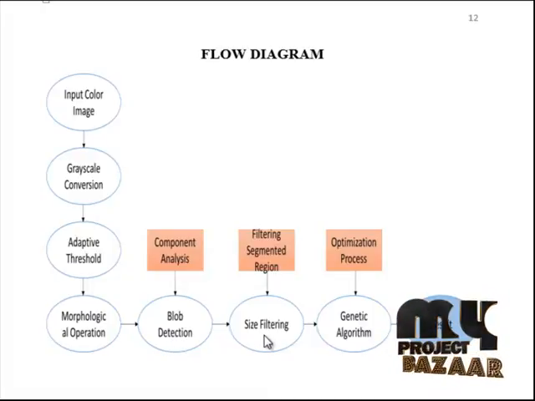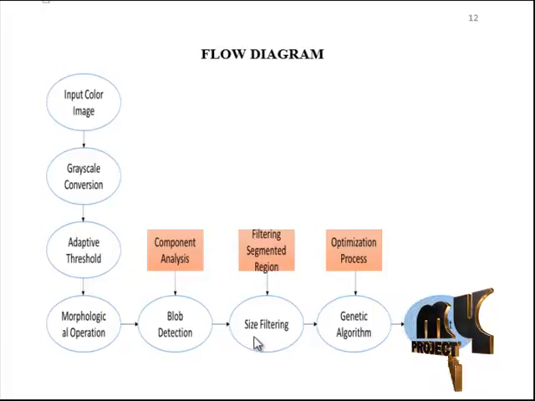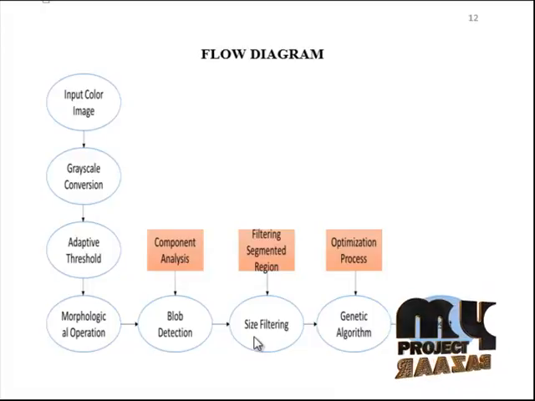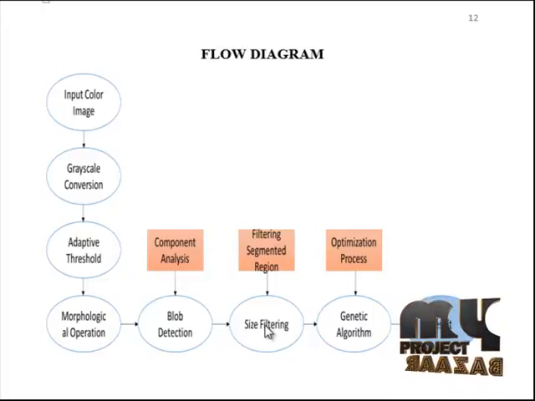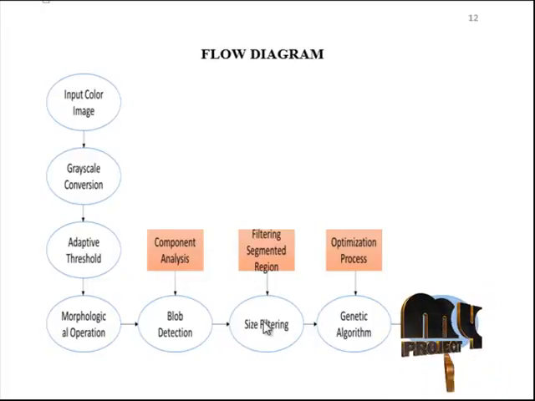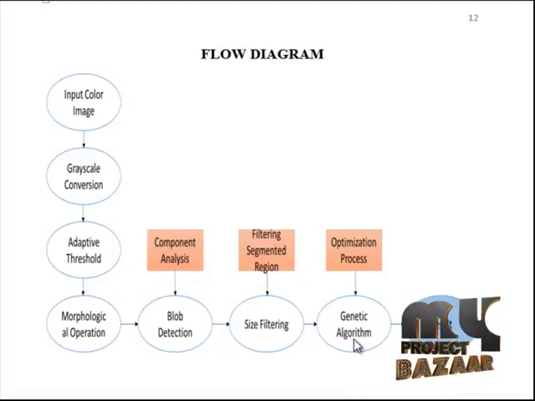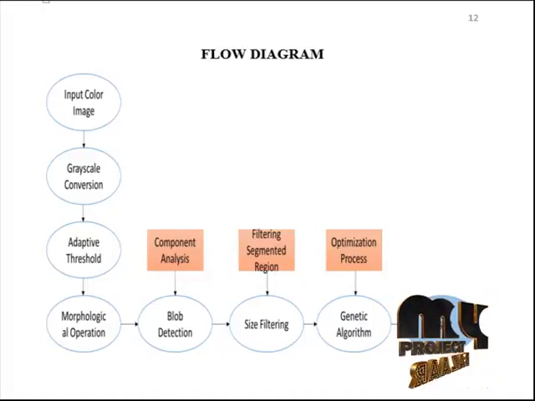Next, in the size filtering, the objects extracted from the CCA method are filtered based on their widths and heights, taking static heights and widths compared with each of their components. Next, the filtered sizes are transformed into the genetic algorithm in order to obtain the optimization results.